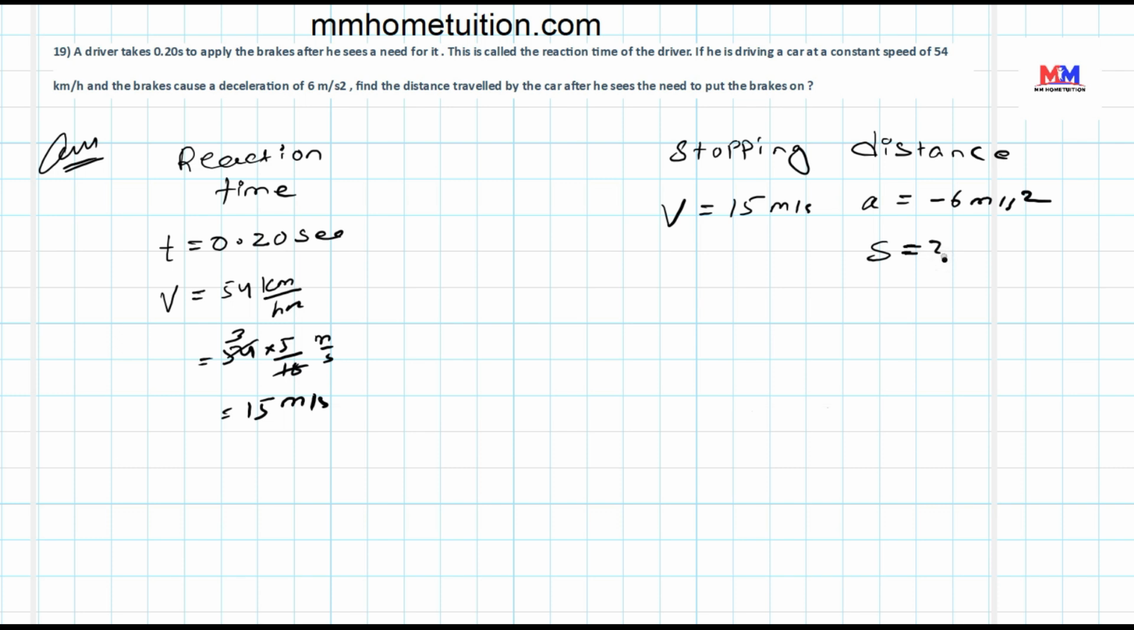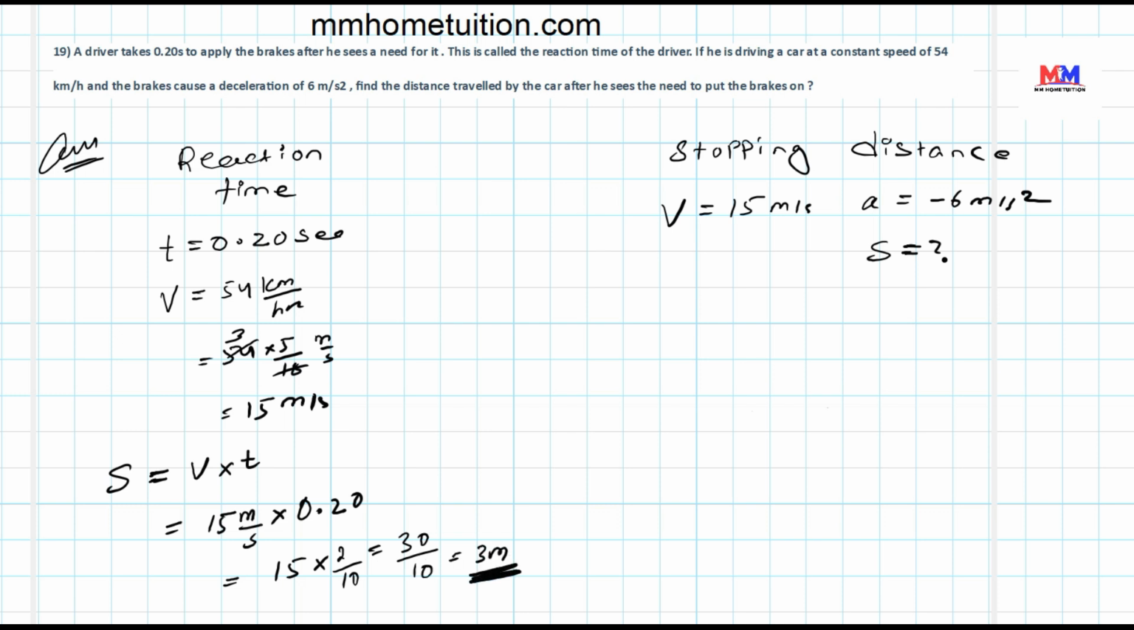So distance traveled equals to how much? Distance traveled equals V into T. V is 15 meter per second into time 0.20. 0.2 is 2 by 10, so that is 30 by 10, which is 3 meter. So the distance traveled during the reaction time equals 3 meter.